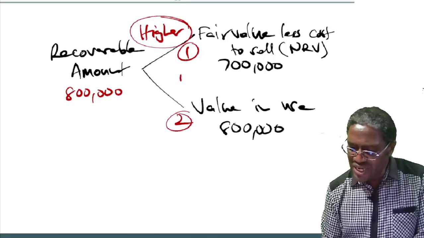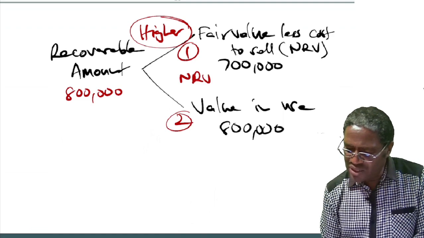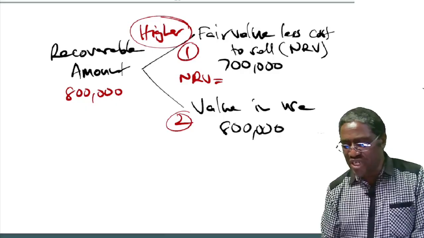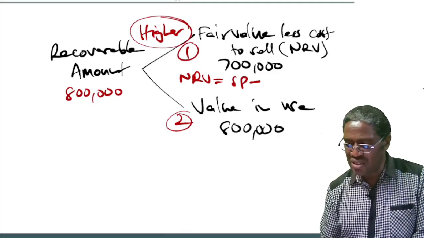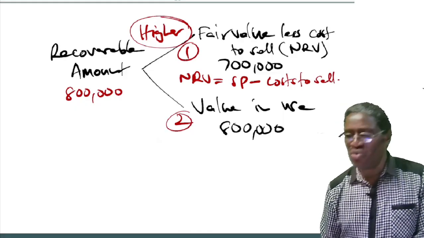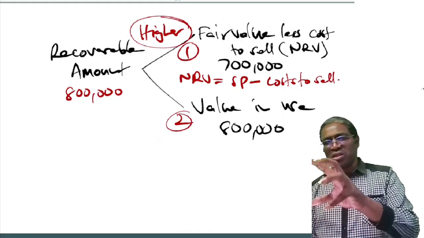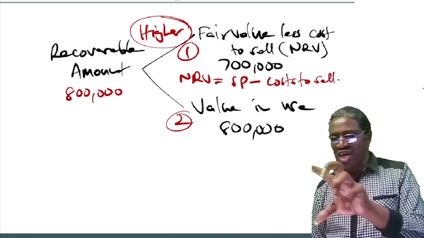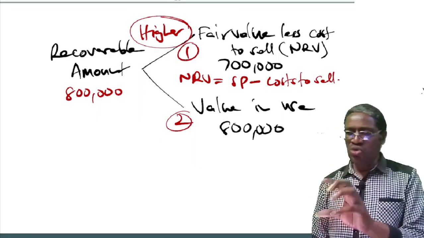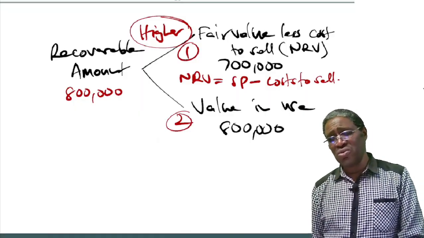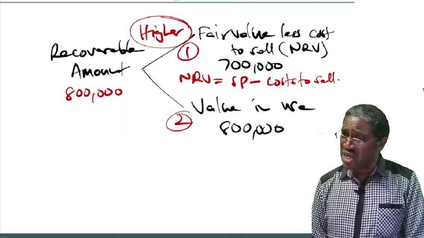So to get the net realizable value of an asset, listen, you take the selling price of that asset, you minus cost to sell. You minus cost to sell. That's why we were saying fair value less cost to sell. I told you fair value is the same as market value.